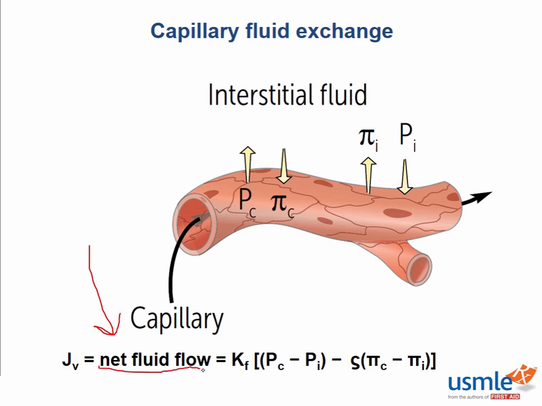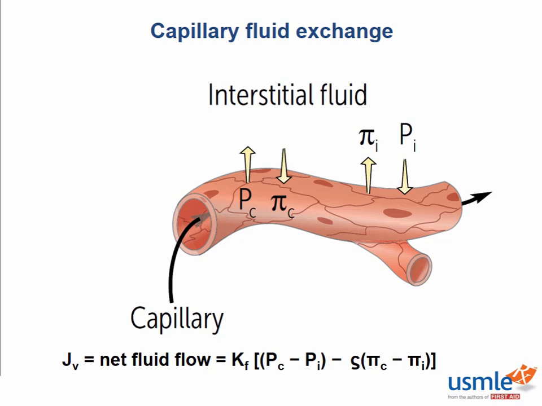The net fluid flow is equal to a constant times the difference in hydrostatic pressure in the capillary system minus hydrostatic pressure in the interstitial system, minus another constant times the oncotic pressure within the capillary system that's subtracted by the oncotic pressure in the interstitial system. We'll break this down a little bit further.